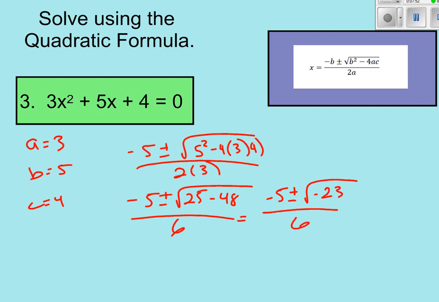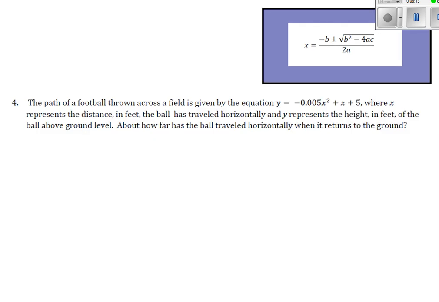So negative 23, that's going to be, factor out i. So I'm going to say negative 5 plus or minus i square root of 23 over 6. That is my simplified answer. I got to pull out that i. I can't leave it underneath. That is how you would simplify that.